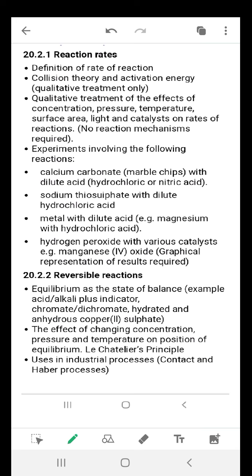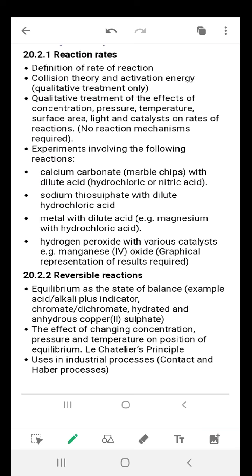On the reaction rates, we are going to look at the definition of reaction rate. What do we mean by reaction rate? Then we look at two theories that explain reaction rate, that is collision theory and activation theory. Then we shall look at the effects of concentration, pressure, temperature, surface area, and catalyst on the rate of reactions. So generally, we'll be looking at factors affecting the rate of reaction. We shall look at all the 5 factors that affect the rate of reactions.